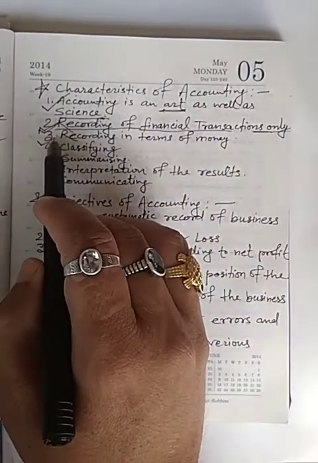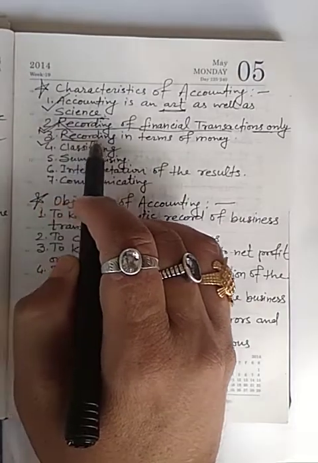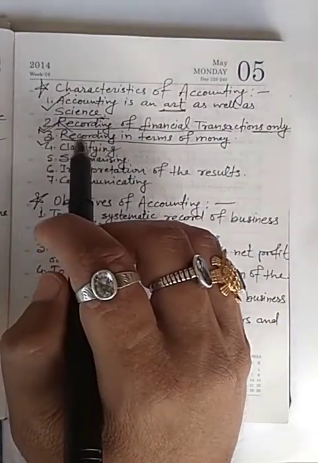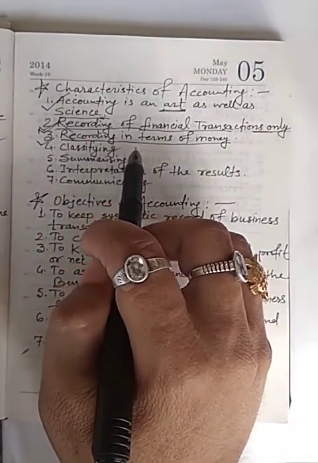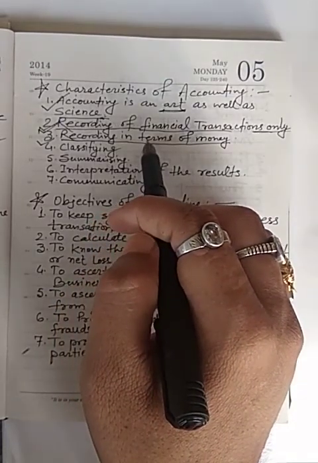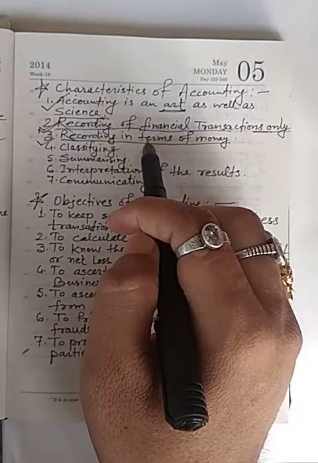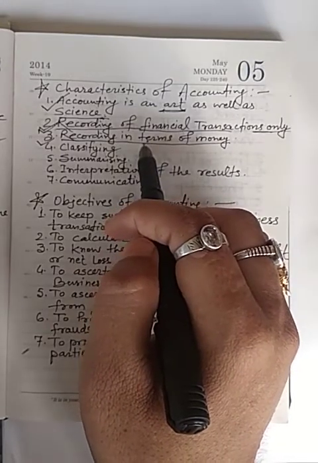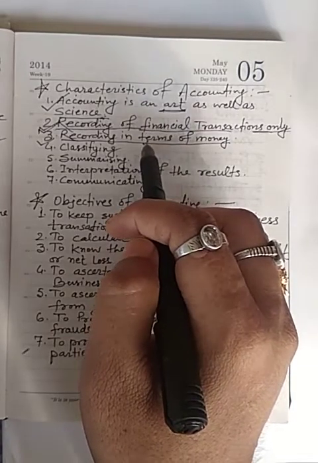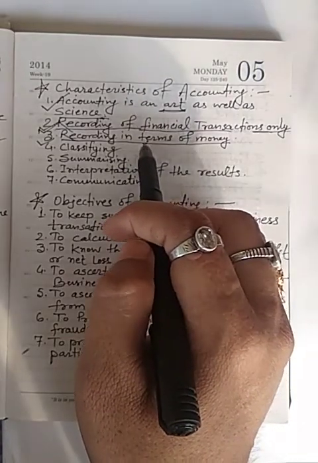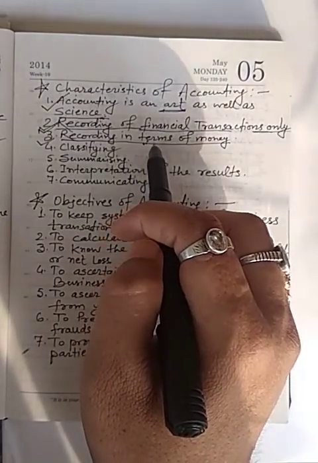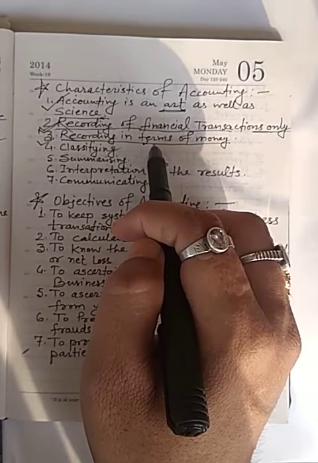Third point is recording in terms of money. Each transaction is recorded in the books in terms of money only. For example, if a businessman purchases 200 chairs and 10 tables, their value in terms of money will be recorded in the books.